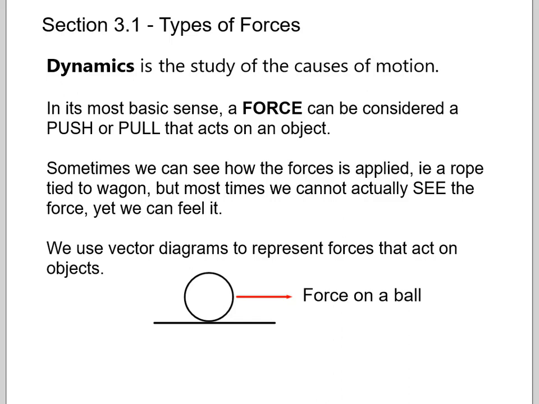In its most basic sense, a force can be considered a push or a pull that acts on an object. Sometimes we can see those forces, sometimes we can't. A rope tied to a wagon we can see, but gravity, for example, we feel it, but we can't actually see it. I have a little picture down here of a ball with a force going to the right, and it's again just a vector representation, the same thing that we did in the motion unit.